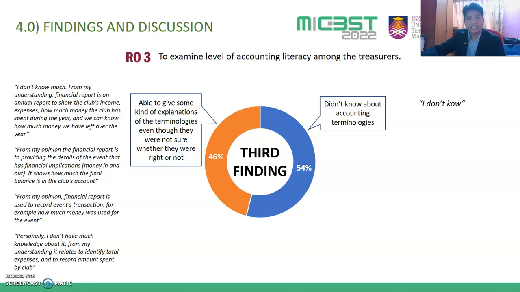For the third finding of the interview, we want to look at the level of accounting literacy among the treasurers. They were asked about basic accounting terminologies such as financial report, sales, and surplus. In this finding, we found 54% of the participants answered I don't know, while 46% of them were able to give some kind of explanation of the terminologies even though they were not sure whether they were right or not.